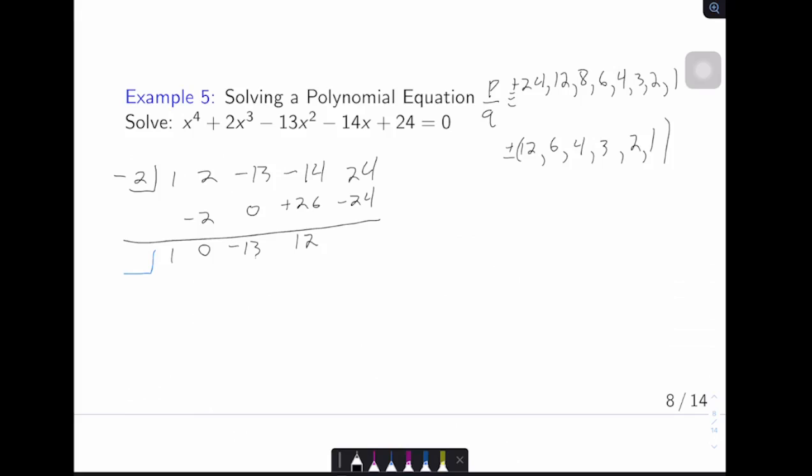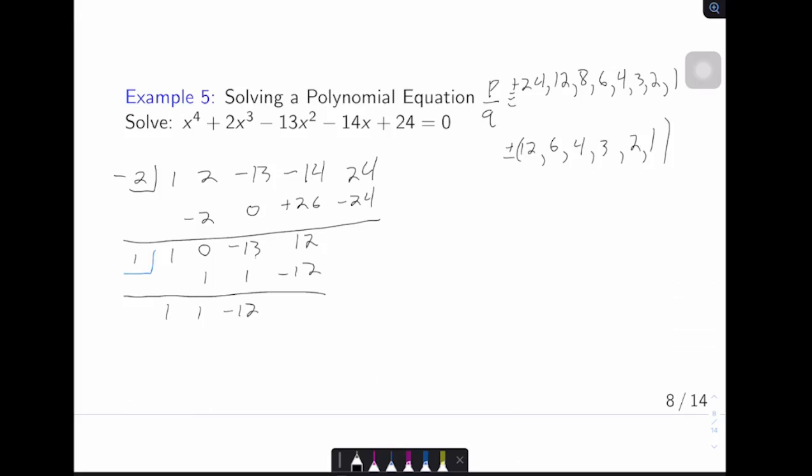So now, let's try positive 2. I'm going to put a positive 2 right here. We get a 1, a 2, a 4. 4 minus 13 is negative 9. I don't think that's going to work. Okay. Well, that was not the winner. Let's try 1. That gives me a negative 12.